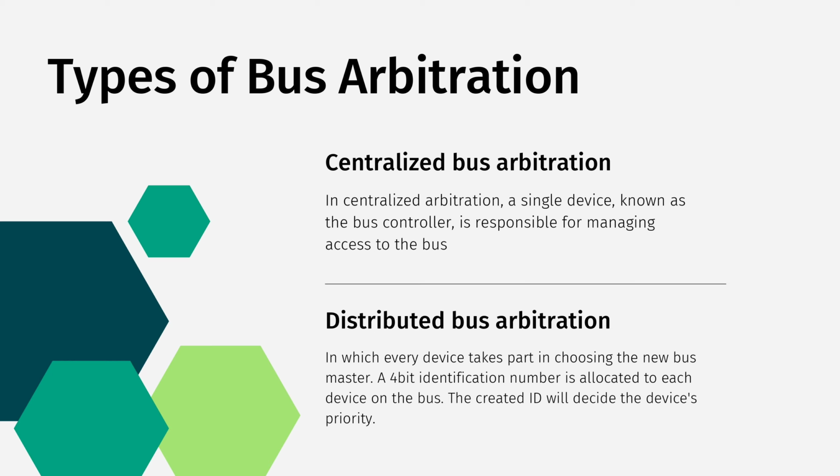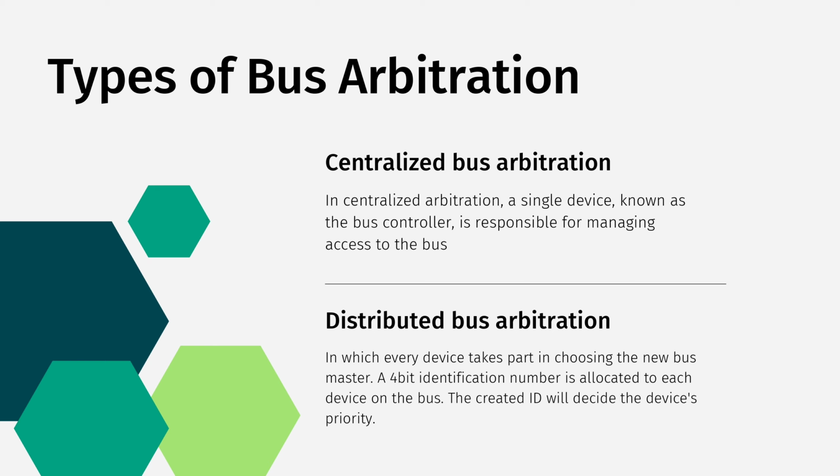I am going to explain types of bus arbitrations. So there are two types of bus arbitration. The first one is the centralized bus arbitration and the second one is the distributed bus arbitration. In centralized arbitration, a single device known as the bus controller is responsible for managing the access to the bus. In distributed bus arbitration, every device takes part in choosing the new bus master.